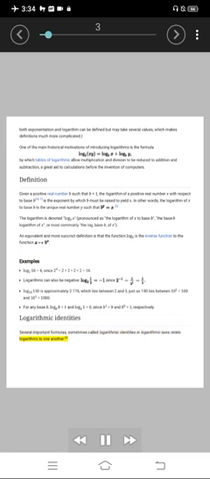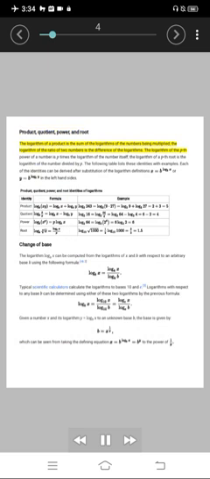Product, quotient, power, and root. The logarithm of a product is the sum of the logarithms of the numbers being multiplied. The logarithm of the ratio of two numbers is the difference of the logarithms. The logarithm of the pth power of a number is p times the logarithm of the number itself. The logarithm of a pth root is the logarithm of the number divided by p. The following table lists these identities with examples.